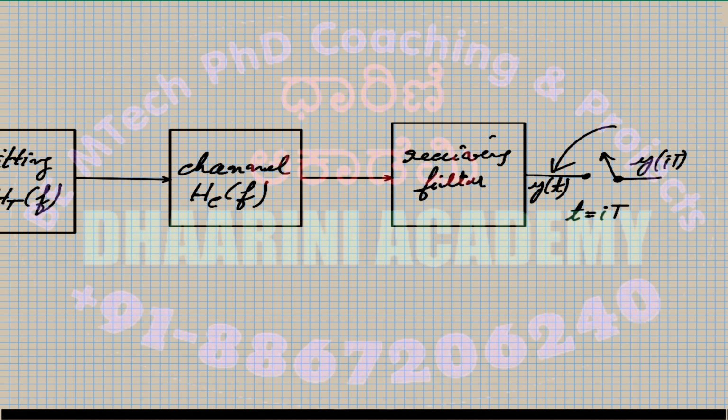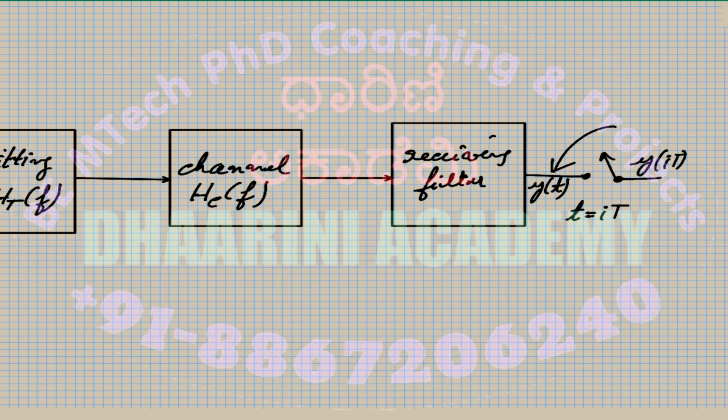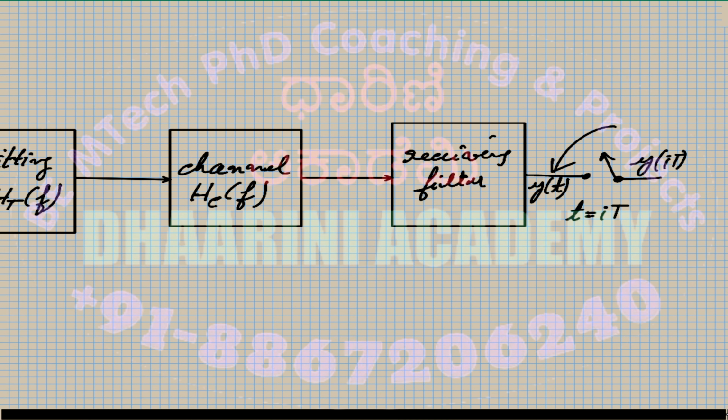You can see that if capital T is the sampling duration, you try to sample the signal at 1T, 2T, 3T, 4T, and so on, isn't it? So just because of that, we can say that we are trying to sample the signal y at small t equal to I times capital T, where capital T is the sampling duration. So that's the notation we use here.